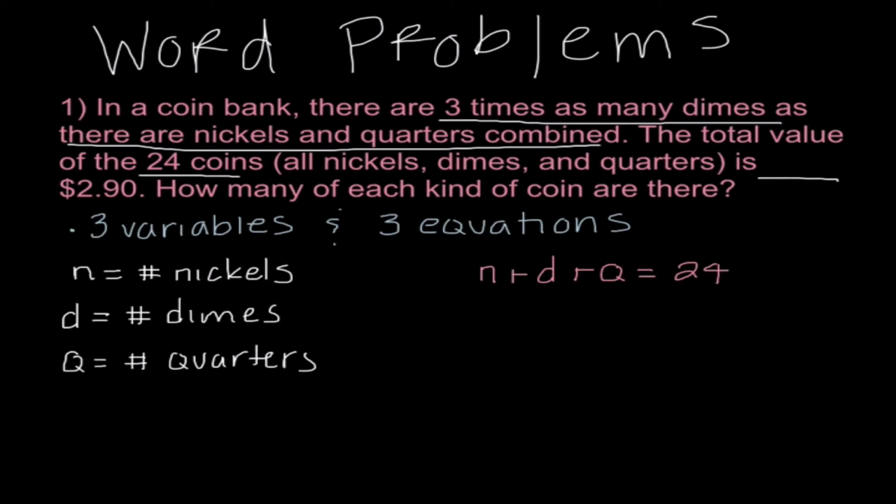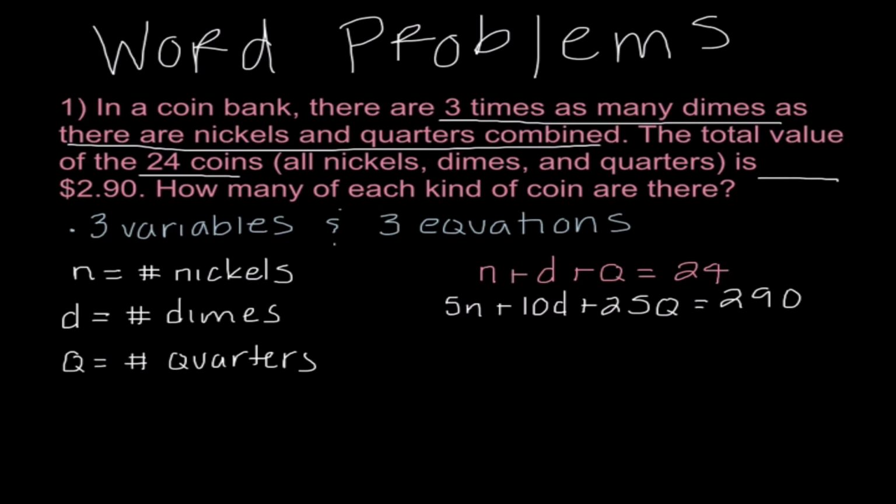It also tells us that the total value is $2.90. Now, I personally don't really like working with decimals, just like I don't like working with fractions. So instead of putting 0.05 times N, and the reason why I would choose 0.05 is because I know that's how much a nickel is worth, I'm going to go ahead and say 5N plus 10D plus 25Q equals 290. So basically what I did, I took that entire equation with the decimals and I multiplied it by 100 to change it.